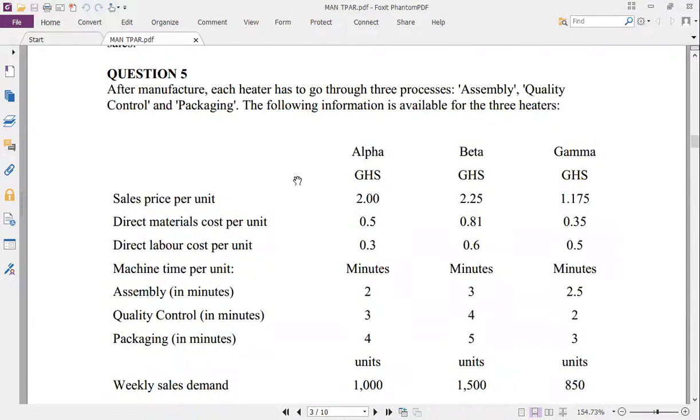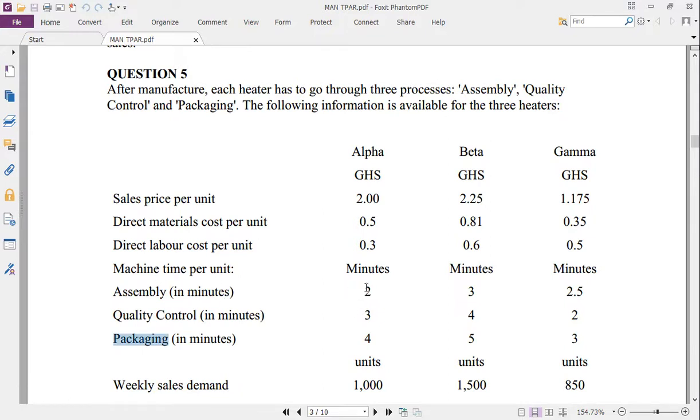Let's start. After manufacture, each heater has to go through 3 processes: assemble, quality control, and packaging. Quality control and packaging. Good. The following information is available for the 3 heaters: alpha, beta, gamma. Selling price per unit, they are there. Direct material cost per unit is also there. Direct labor cost per unit. Machine time per unit. Wow, machine time. So they have 3 types of machines: assemble machine, quality machine, and what? Packaging machine. So time that they need in minutes.